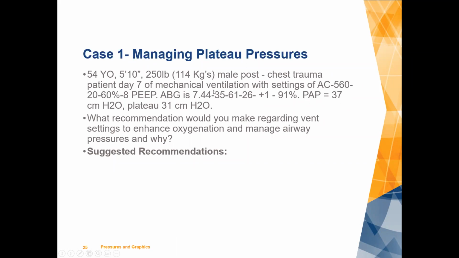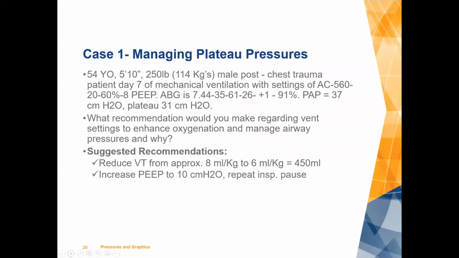So again, understand that this particular patient's ideal body weight is somewhere around 75 kgs. So clearly they could tolerate, at 6 mLs per kg, something in the range of about 480, 500, something along those lines. So you go from 8 to 6, to about around 450. That's a reasonable approach. Increase the PEEP to 10.